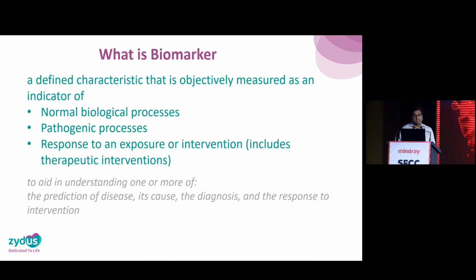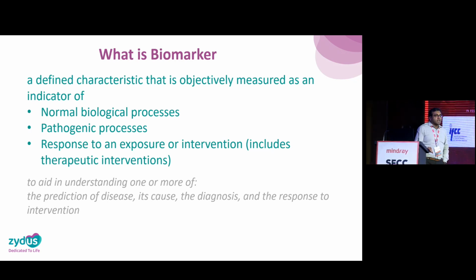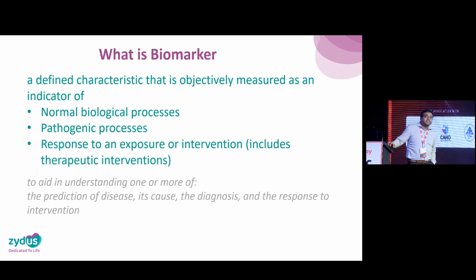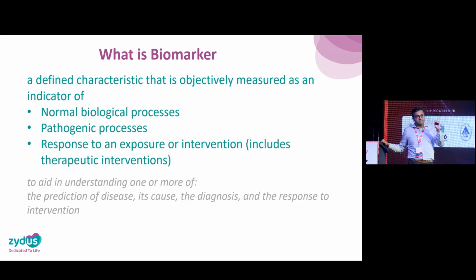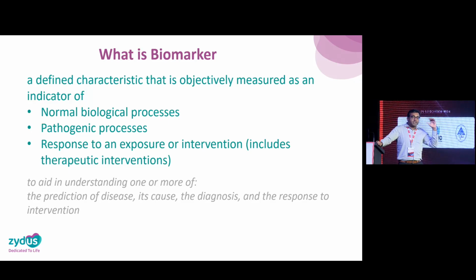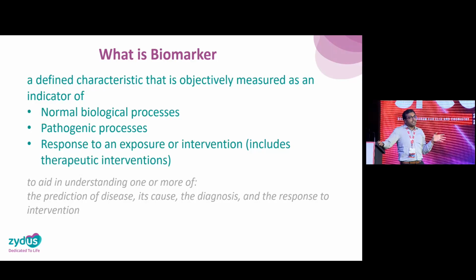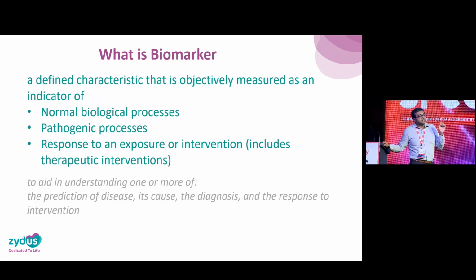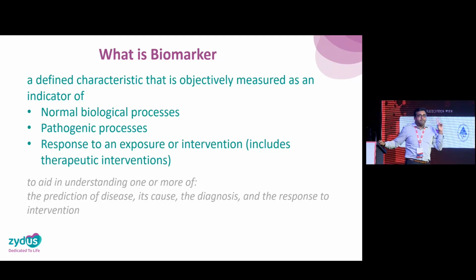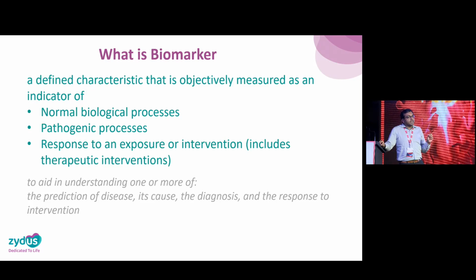So let's go with the definition of biomarker. This definition is essentially given by US FDA. Whenever somebody has applied a particular parameter to have the biomarker capability, it should have a defined characteristic that is objectively measured as an indicator of normal biological process, pathologic process, response to exposure or intervention, that includes the environment as well as the therapeutic intervention also. So essentially the biomarker is to aid the understanding of the prediction of disease, its causes, diagnosis and response to the intervention.